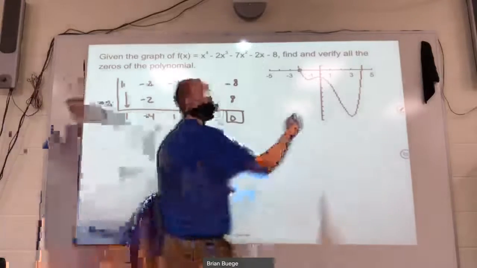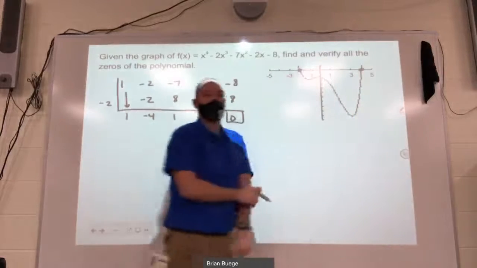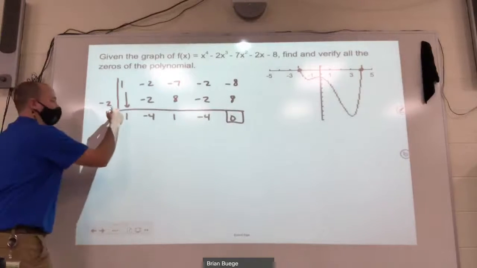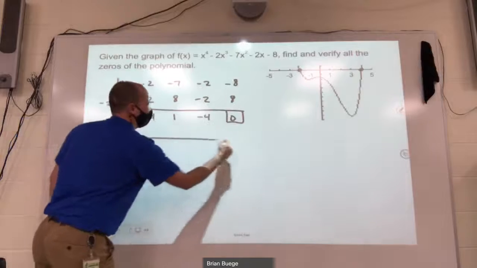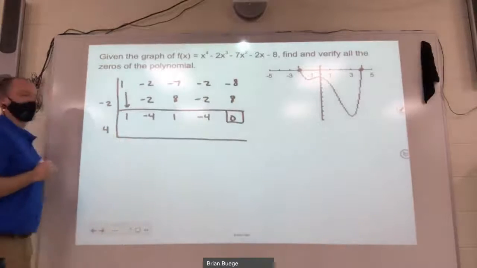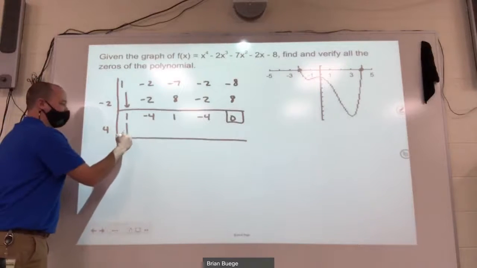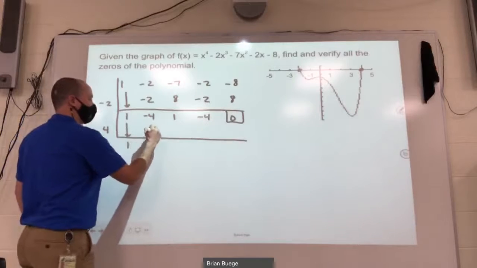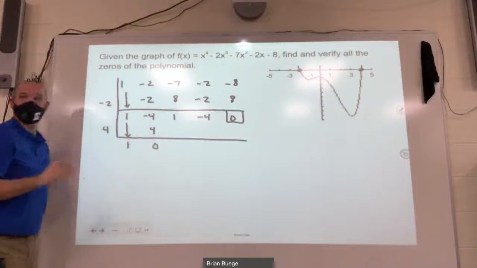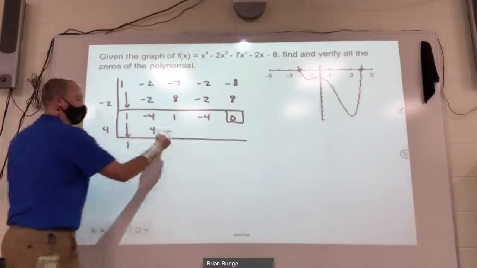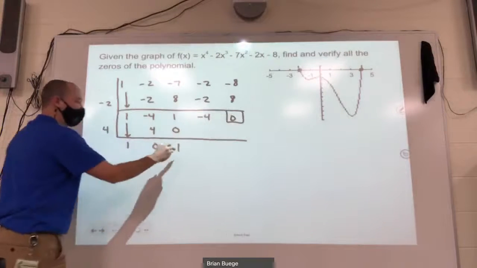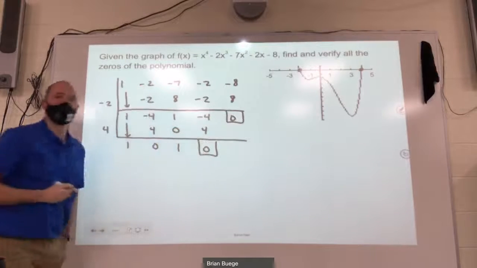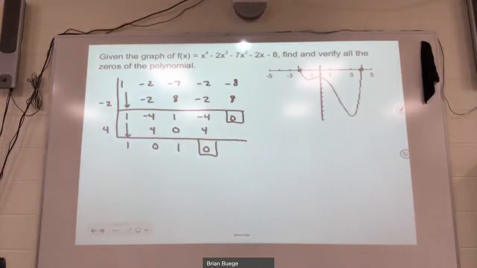So now I'm going to take the other x-intercept that's off of the graph, okay, which in this case is 4, and we're going to go again. So same process with a different number. We bring down the 1. Multiply by 4. Add, I get 0, and that's okay, we can keep going. Multiply, I get 0. Add, I get 1. Multiply, I get 4. Add, there's my second remainder right there. Okay, so we confirm that that's also a factor.